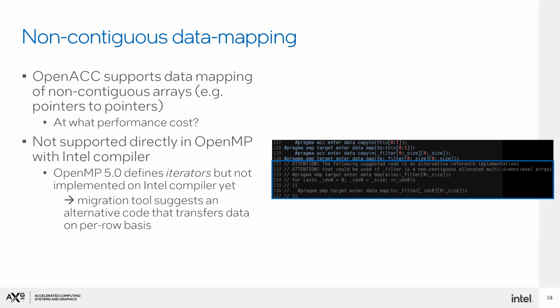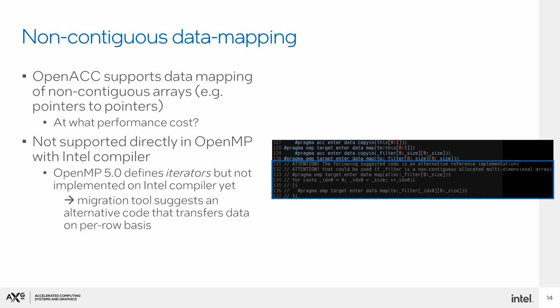I was trying that in our compiler, and that was not directly supported. I had a discussion with our compiler folks, and they asked what the performance cost of supporting that would be. What they told me is that OpenMP 5.0 has these iterators defined that are meant to help on this front. But unfortunately, this is not implemented on the Intel compiler yet.